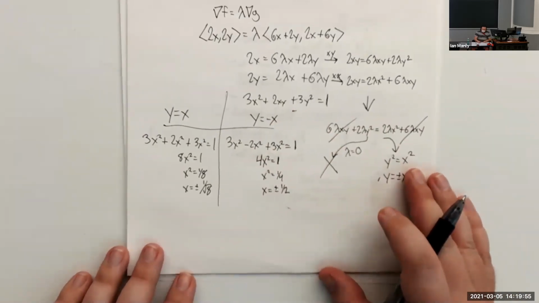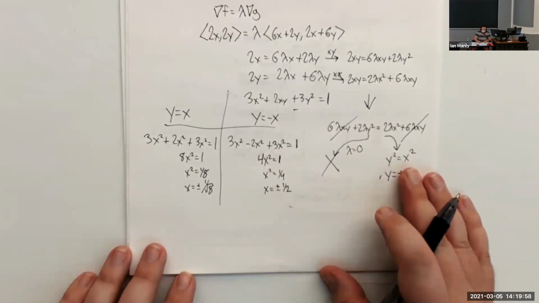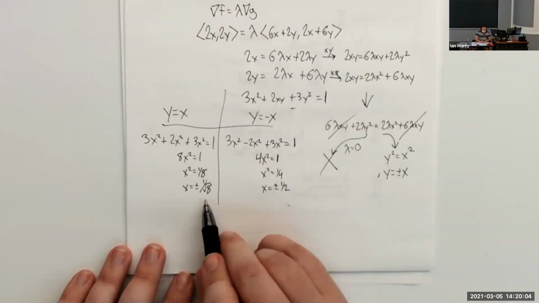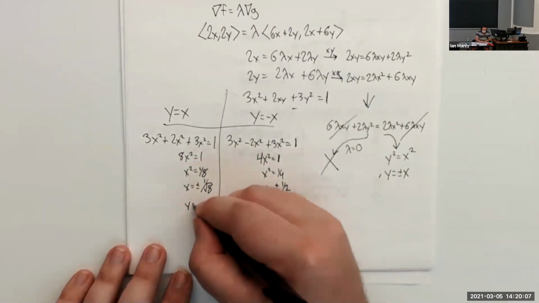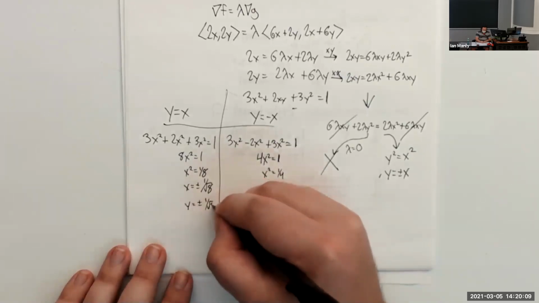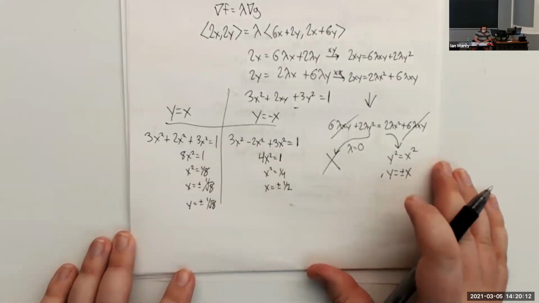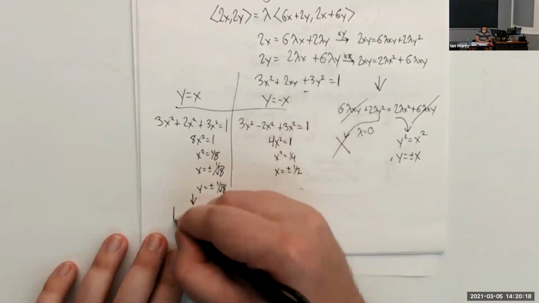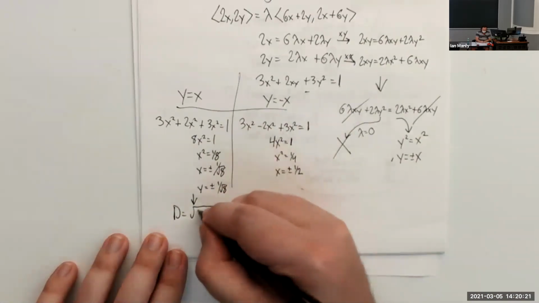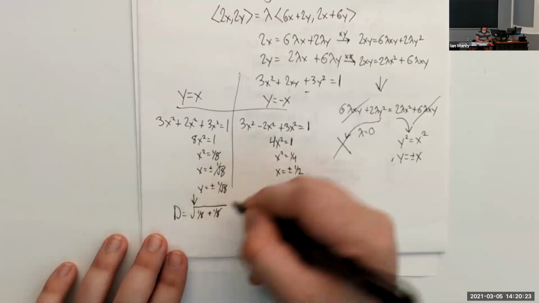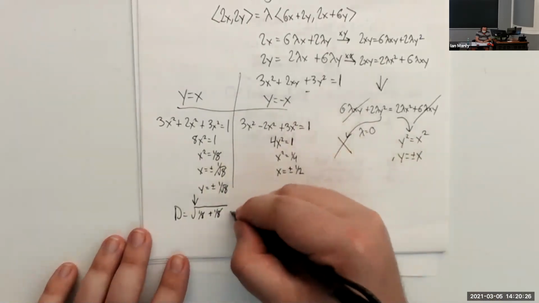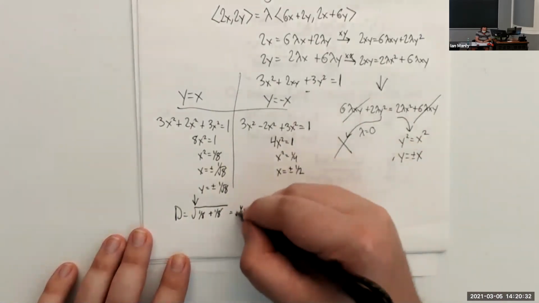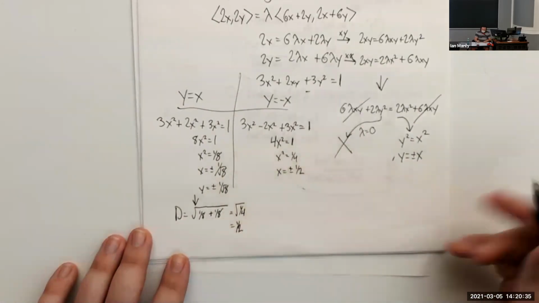All right, so let's see here. We have x is plus or minus 1 over root 8, meaning that y will also be plus or minus 1 over root 8. When we take that and put it into our distance formula, we end up with 1/8 plus 1/8, which gives us 1/4. Then we take the square root of that, and we get 1/2 here.